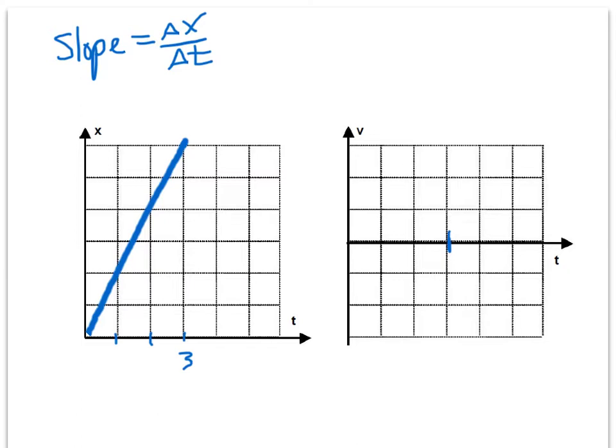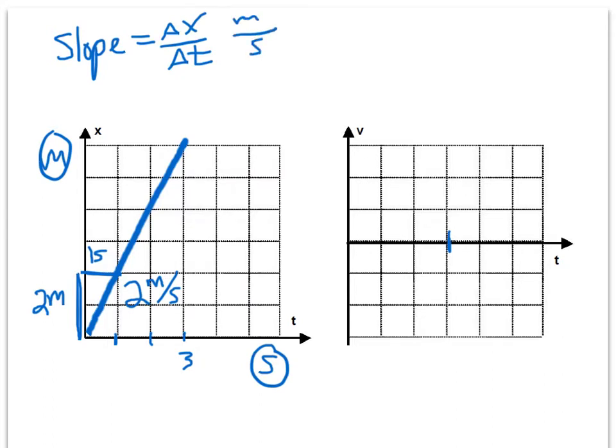For my first second, I'm going to break this down into 1 second intervals. For the first second, my rise is 2 meters. My run is 1 second. So my slope for that segment is 2 meters per second. It's meters per second because this is meters, this is seconds, and when I do rise over run, it's meters over seconds. That's how I get the units. For the second, same thing: 2 meters, 1 second. So all I'm doing is finding the slope for each second.